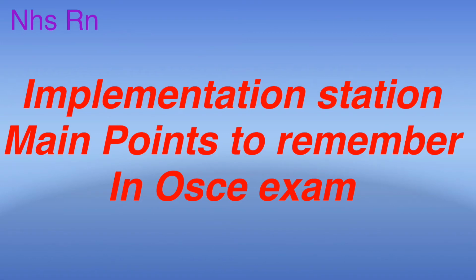Okay, what are the critical errors that can be made in the implementation section? The first one is wrong timing. Wrong timing means you have given some medication which is not due at that time. Always think about the time, and if you have doubt, ask the examiner what the time is now, and according to that you can perform.